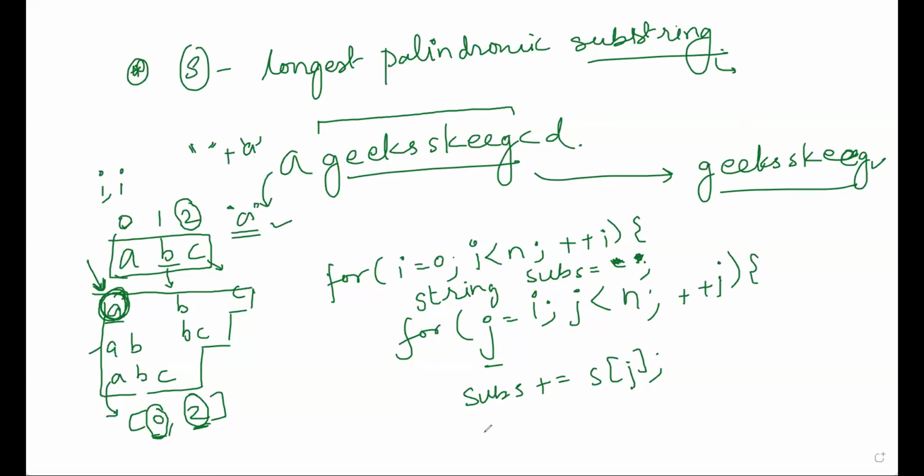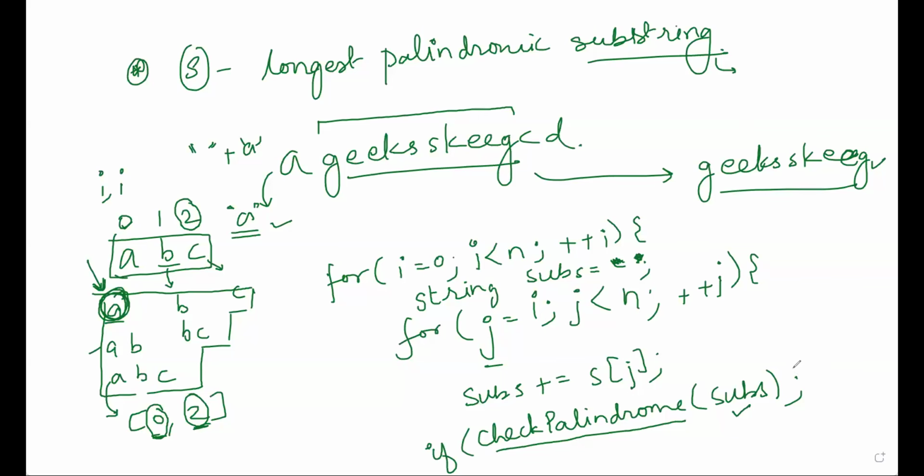After that, you will have to check for palindrome using some function. So you create one function where you are passing a string and checking if it is a palindrome or not. Obviously it is going to be a Boolean function. If it is a palindromic substring, it will return true. Then you'll consider the length and update your answer also. You'll do something like this.